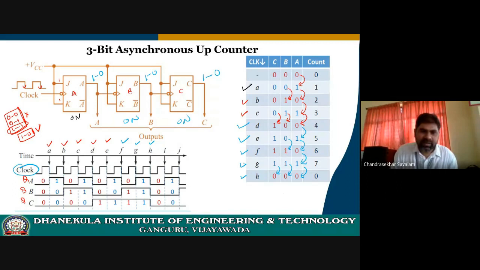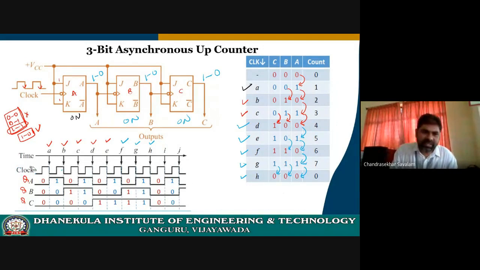Understand, students? Previous state is 0, now that is 1. Again at this clock, previous state is 1, change it to 0. Again next clock, previous state is 0, change it to 1. Again next clock, previous state is 1, change it to 0. Like that, the first flip-flop is always on. It gives the toggling operation: 0 to 1, 1 to 0, 0 to 1, 1 to 0, like that. So every time it changes state because the clock is on.